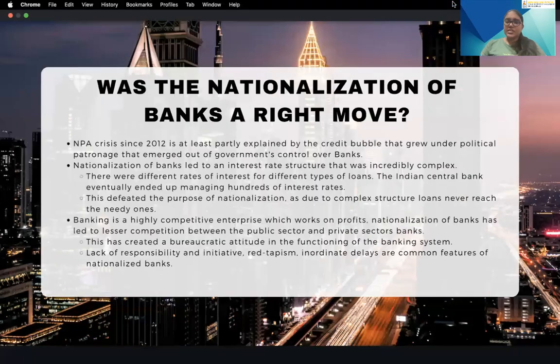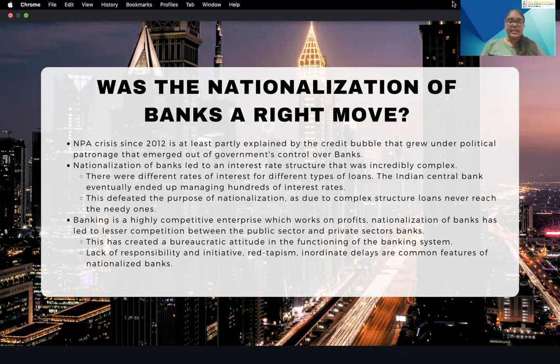So, was nationalization of banks a right move in India? Let's see. Nationalization of banks led to an interest rate structure that was incredibly complex. There were different interest rates on different types of loans. The Indian Central Bank has eventually ended up managing hundreds of loans and hundreds of interest rates. This defeated the purpose of nationalization, as due to the complex loan structure, the loans never reached the needy ones.